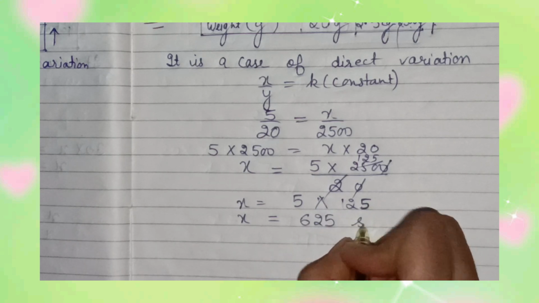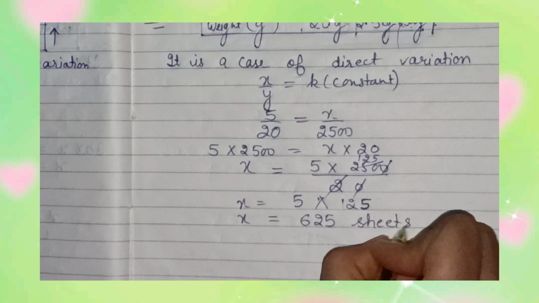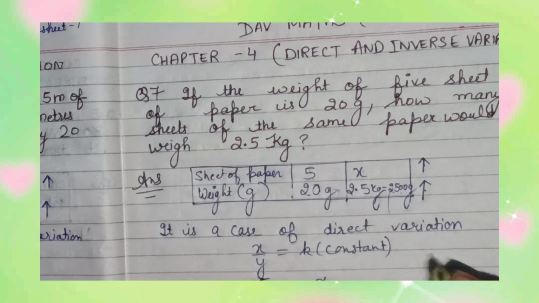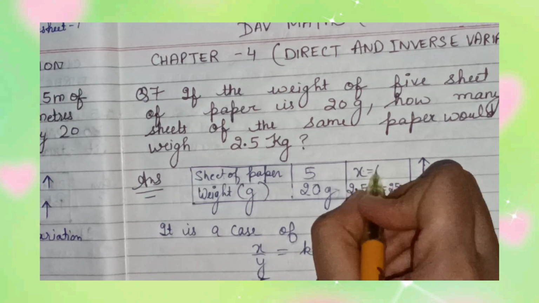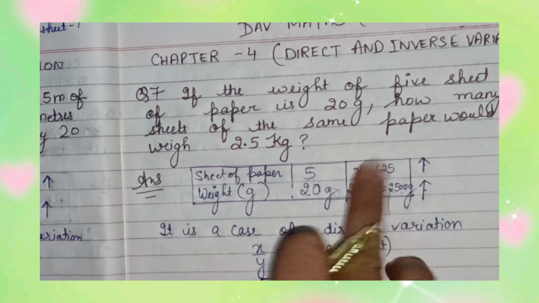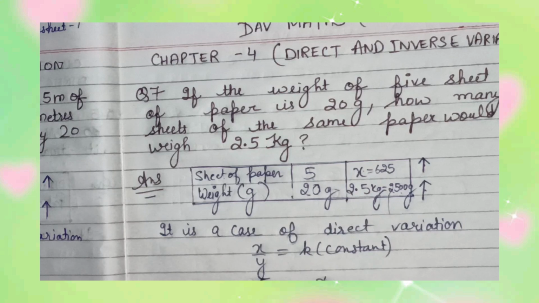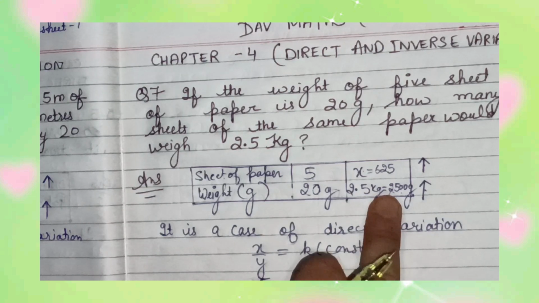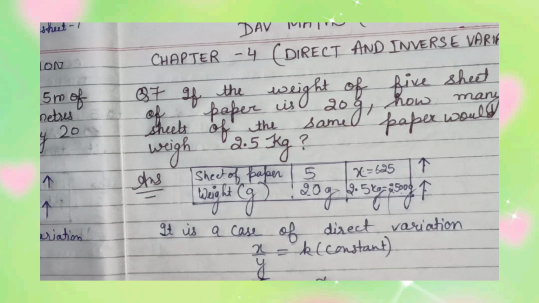So here we find the number of sheets. I write the value of x: x is equal to 625 sheets. So the weight of 625 sheets is equal to 2500 grams. So this is the solution of this question.